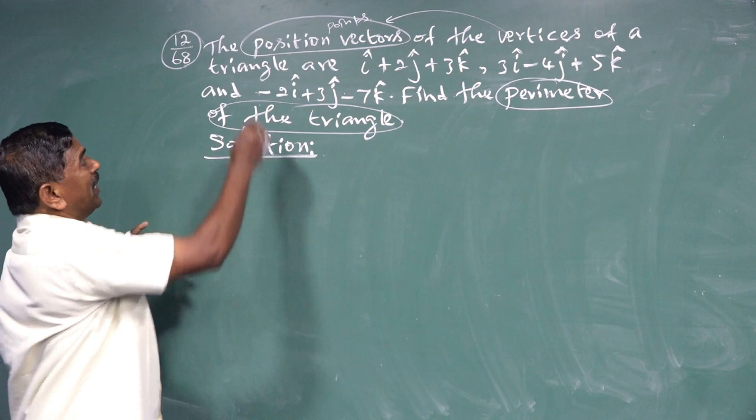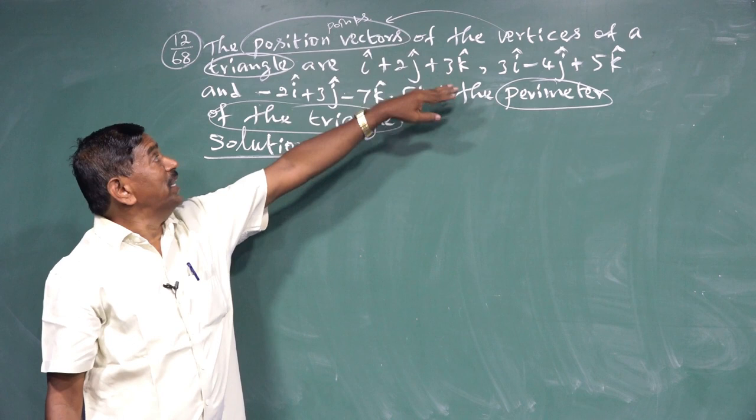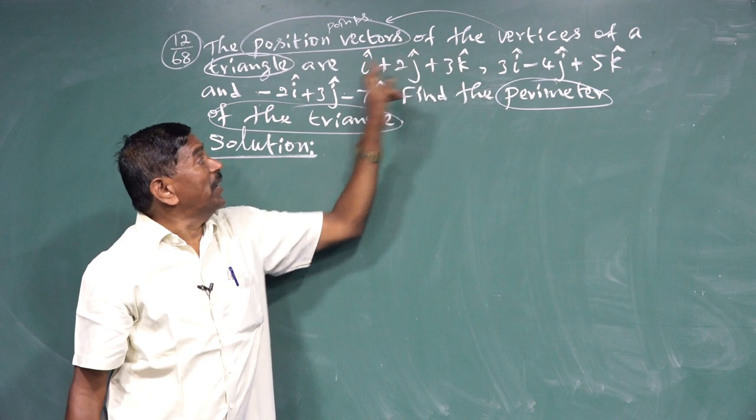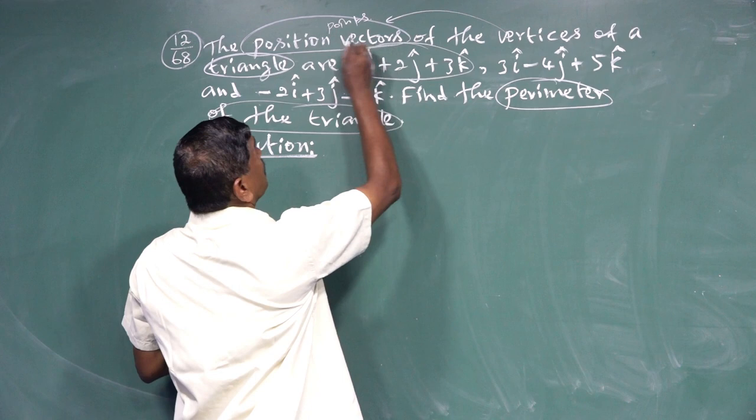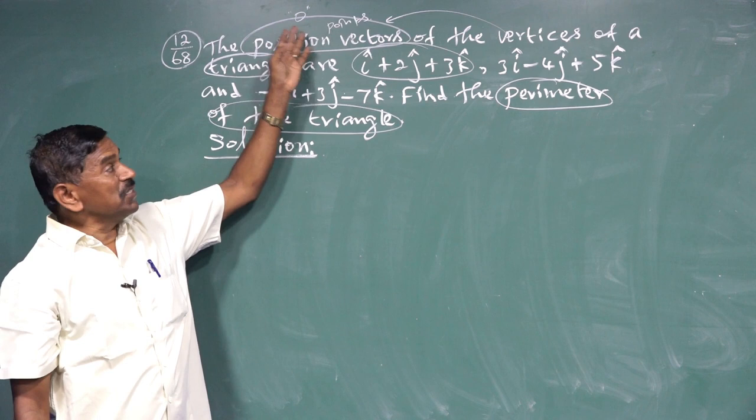And the keyword is triangle. Okay. So, position vectors of the vertices of a triangle. Position vectors means points given. That is, A is a point of, B is a point of, C is a point of. Which means position vectors are with respect to origin O. That is important. Position vectors means with respect to origin O we have to take.